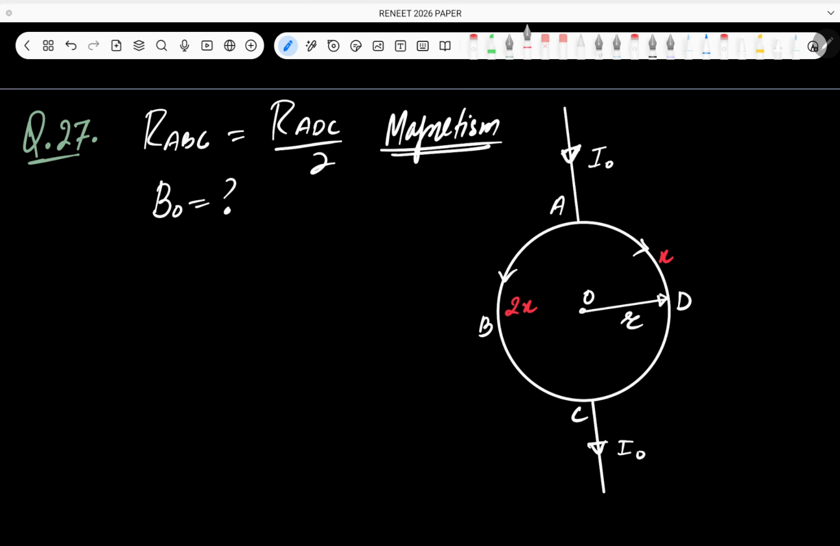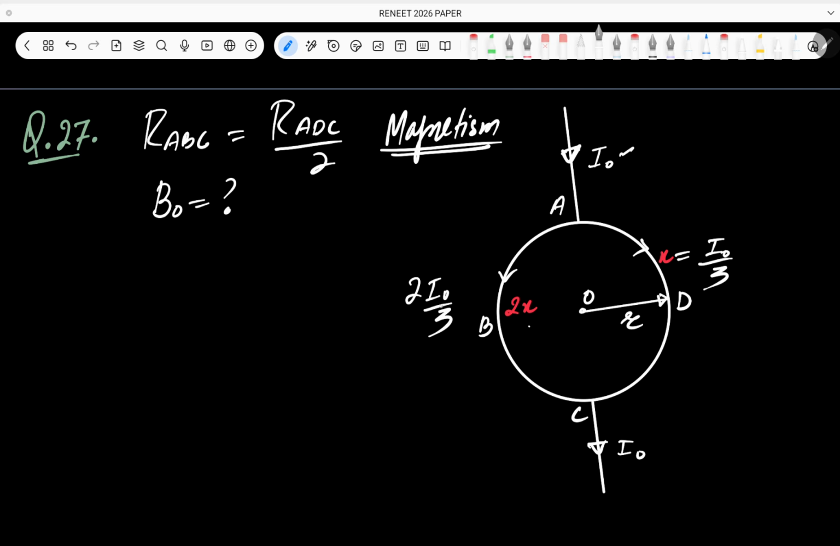So can you make a guess? For example, this current is I naught. This has to be twice. So it will be something like this, 2 I naught divided by 3. And this current will be equal to I naught divided by 3. All right, so if we add them, twice I naught plus I naught is 3 times I naught divided by 3, which is I naught.